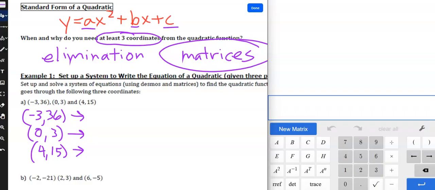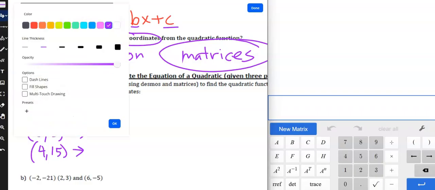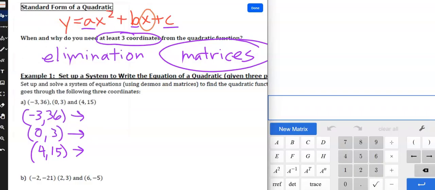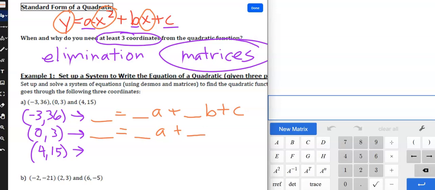Now remember, you're substituting for the x's and the y's. So this is going to be something equals something times A plus something times B plus C. Something equals something times A plus something times B plus C. Something equals something times A plus something times B plus C. And so the big question is, what goes in those spots?